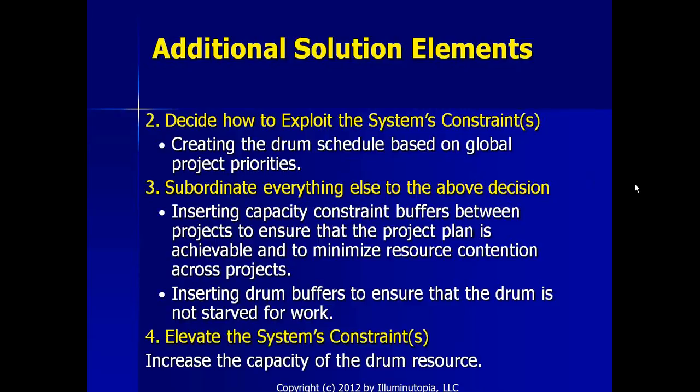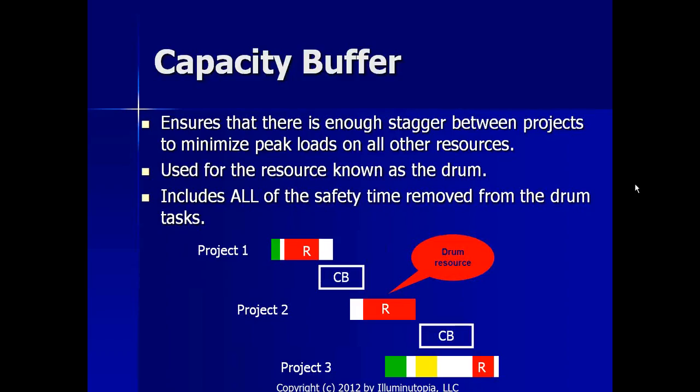And elevate the system's constraint. If we need to, we'll increase the capacity of the drum resource. So here's an example. We can see 3 different projects here, which you can have running at the same time, like project 2 and 3 are scheduled to be run at the same time, but we stagger them based on the drum resource, which is the red resource, to make sure that we're not trying to overload the resources that we have. And then the CB here is the capacity buffer between each of the drum resources.